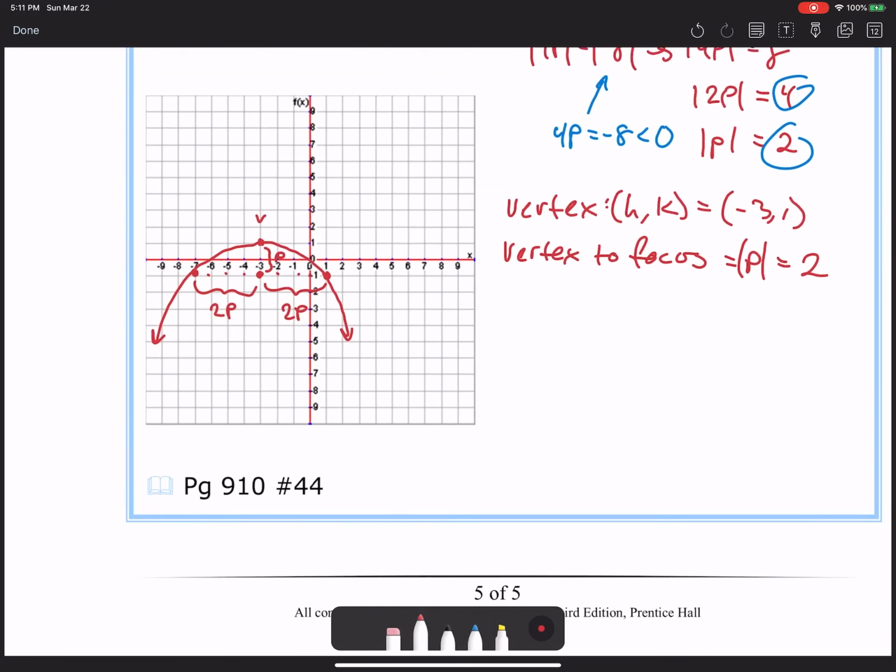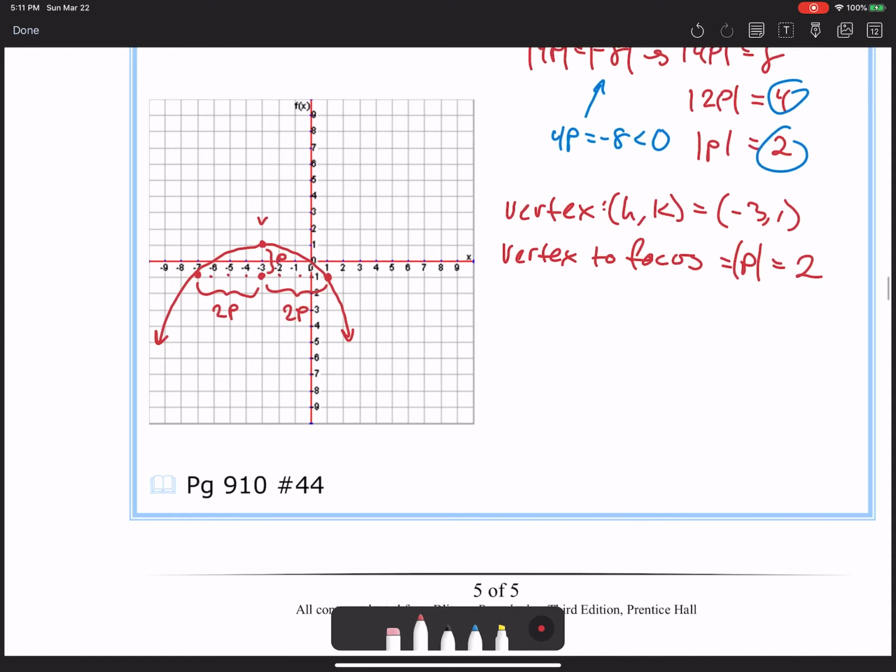The other thing that's missing from this graph is the directrix. The directrix is also going to be 2 units away from the vertex. Remember, I described it as being behind the parabola, or away from the concavity, you could say, maybe. So that's our directrix, and let's just put that information right on the graph. Directrix, the equation of this directrix.